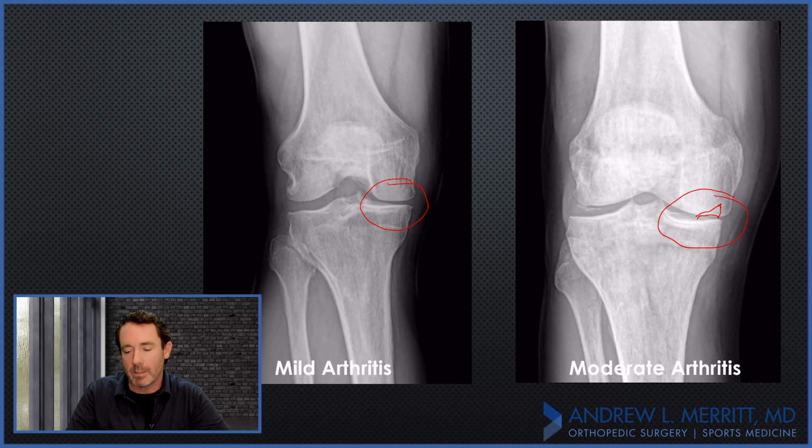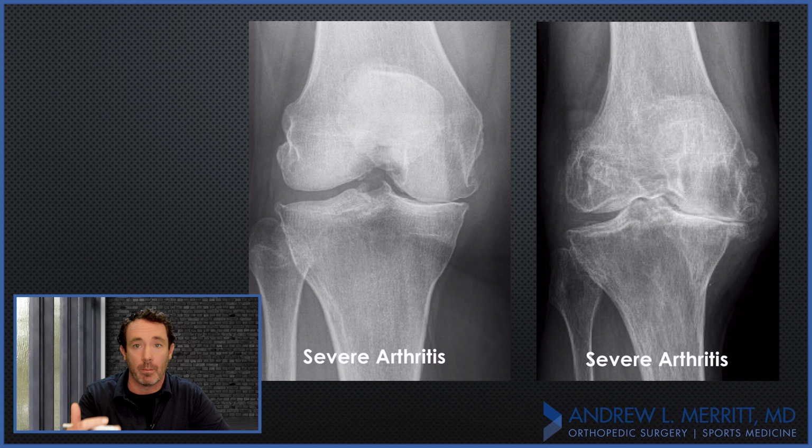We talk about, well, is the pain coming from the arthritis? Is the pain coming from the meniscus tears? What do we do about that? But that's moderate arthritis. And then we start to talk about the severe arthritis.